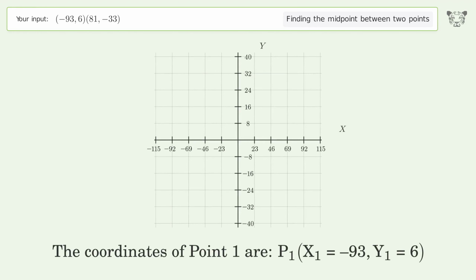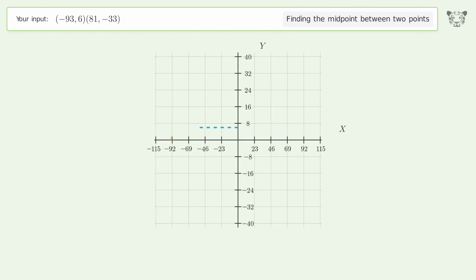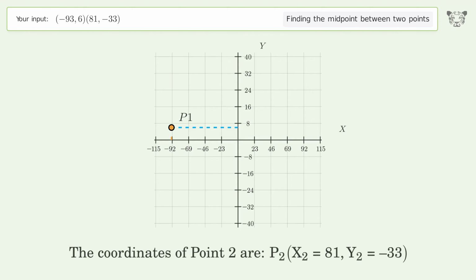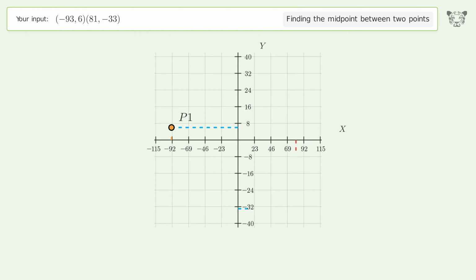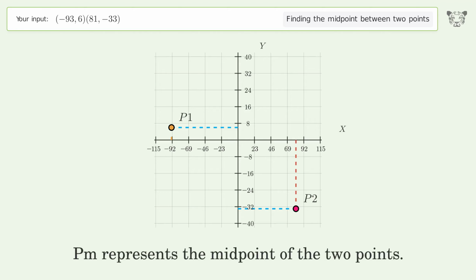The coordinates of point 1 are, x1 equals -93, y1 equals 6. The coordinates of point 2 are, x2 equals 81, y2 equals -33. PM represents the midpoint of the 2 points.